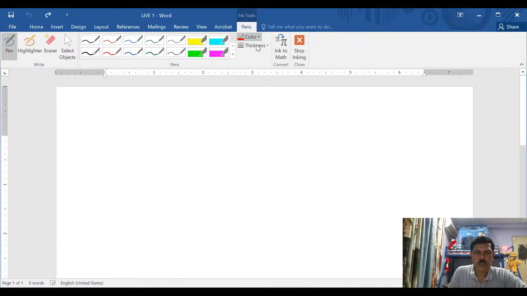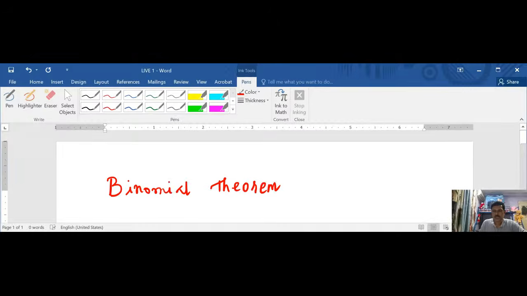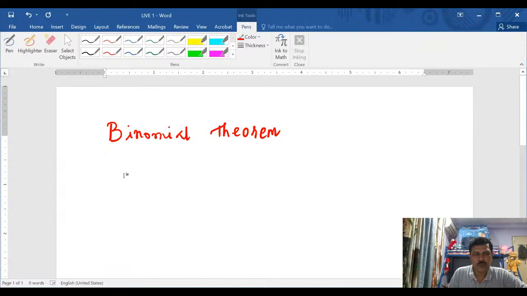Of course, let me choose one color. So the thing that is required now is the binomial theorem. Many a time, even for me, it is not easy to work on this binomial theorem, but sometimes we need to understand exactly what it says.